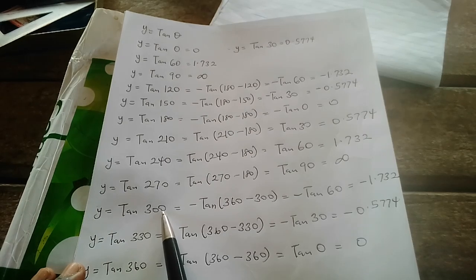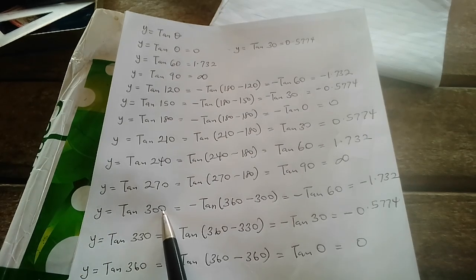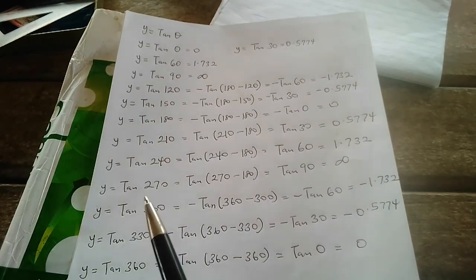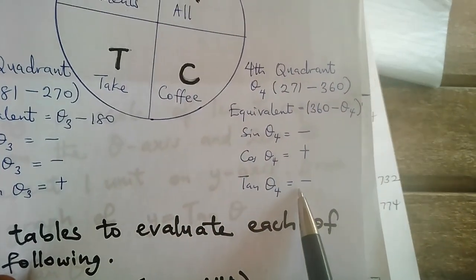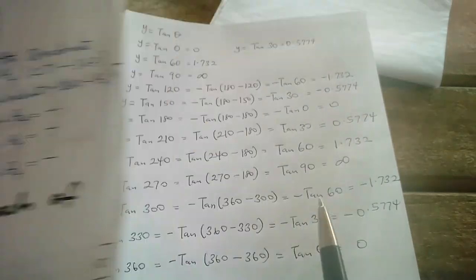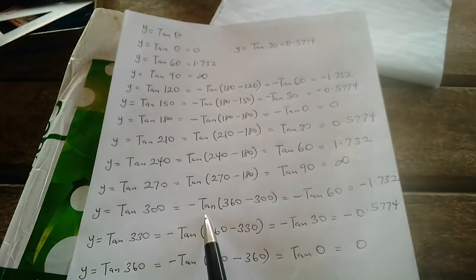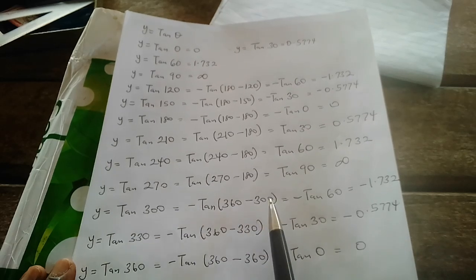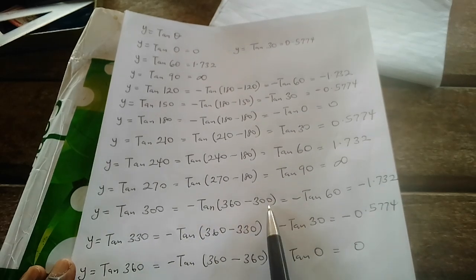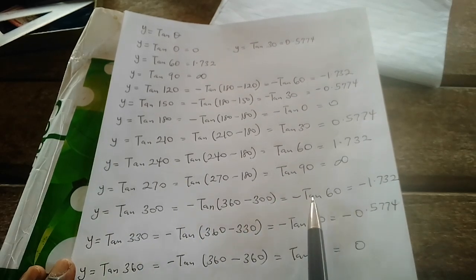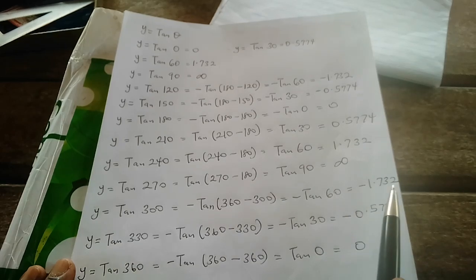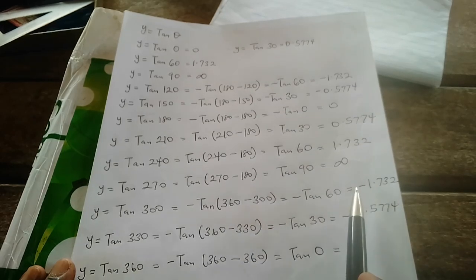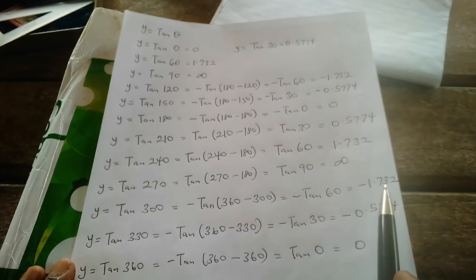Then when theta is 300, you realize that 300 is in the fourth quadrant. Tan in the fourth quadrant is what? Negative. So you have a minus tan. The equivalence of 300 in the fourth quadrant is 360 minus 300, which is 60. So tan 60 is 1.732. In the fourth quadrant, you have a minus 1.732.